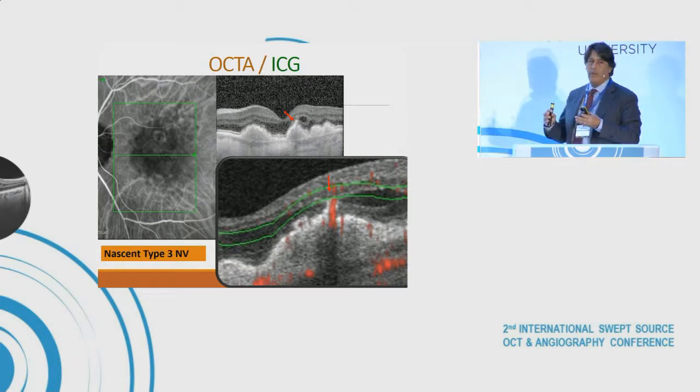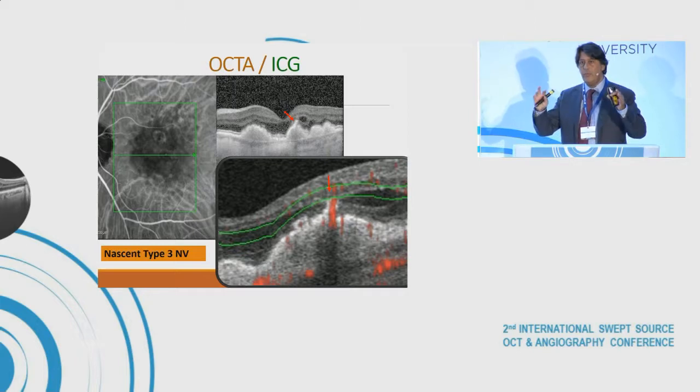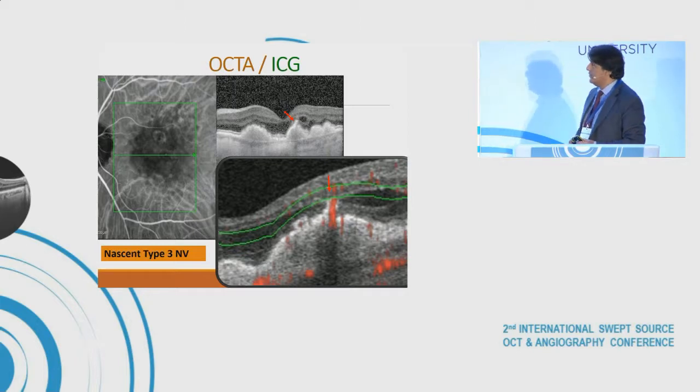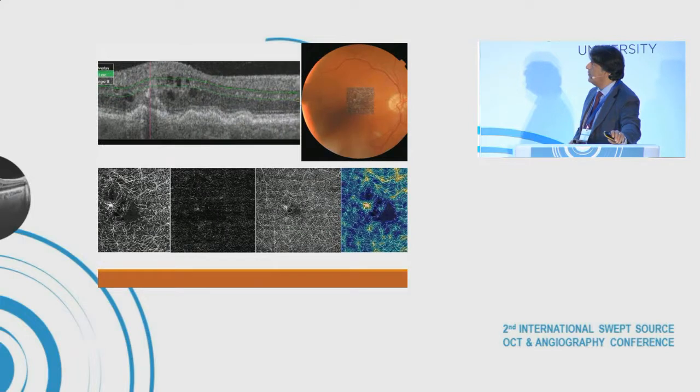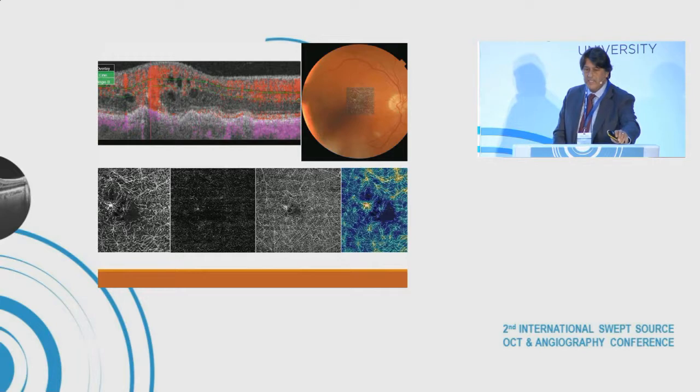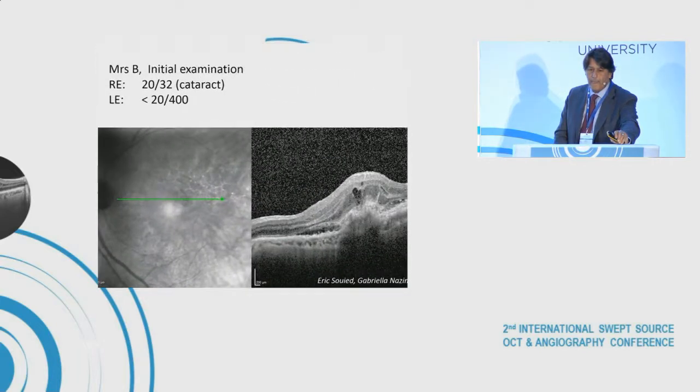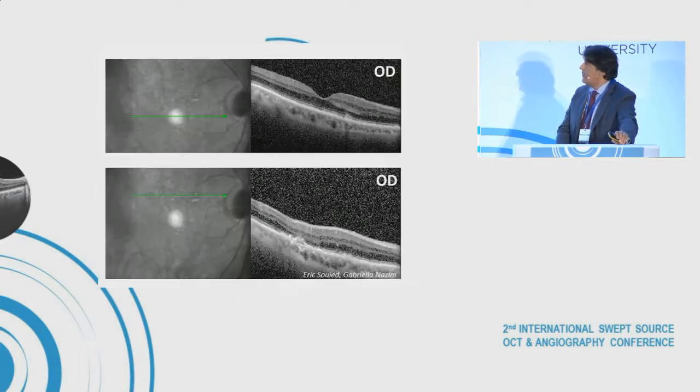So OCT-A also came with a lot of new nomenclature, new names for the lesion. Another case here. It's amazing to see how minimal the change is on the OCT-A en face, but on OCT-A B scan, we can see a gorgeous flow here, enormous, that makes the diagnosis on the B scan. Another case with this patient with a type 2 lesion.